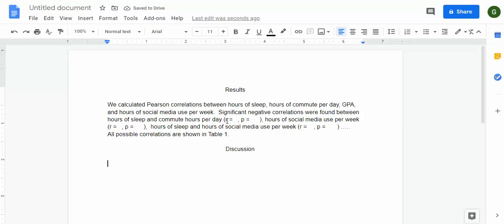And I mentioned this in my directions, but R and P are both italics like this. That's just APA. Yeah, so your results section won't be very long. It'll be quite a bit shorter than the other sections.